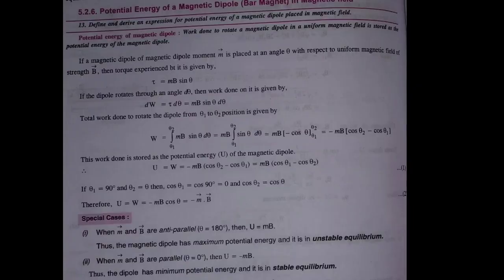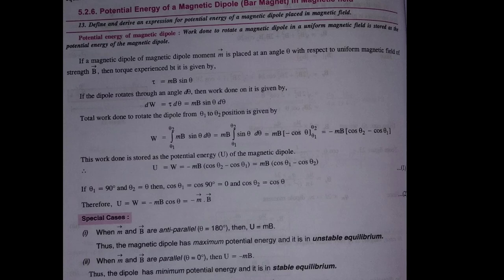Potential energy or stored energy of a magnetic dipole or a bar magnet is possible whenever we do work to rotate a magnetic dipole in a uniform magnetic field. Whenever a dipole gets rotated by the angle theta, it experiences a torque. Torque is equal to mB sine theta. If we assume that we rotate a dipole through a small angle, then a small work has to be done in rotating it. That work is equal to dW, given by tau d theta. Put the value of tau, and that is the expression for the small work done in displacing a magnetic dipole or a bar magnet by a small angle d theta.